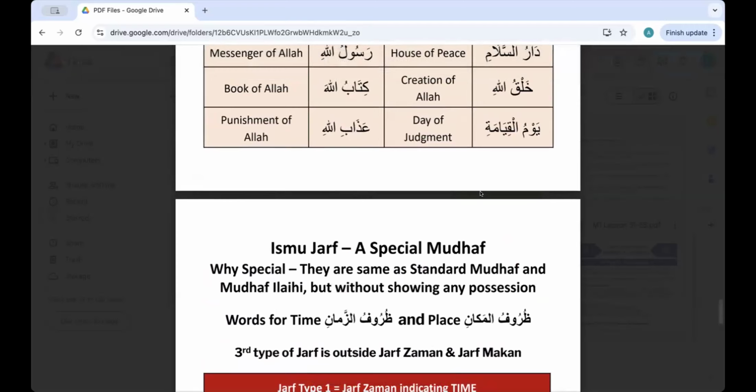A volunteer? Assalamu alaikum warahmatullahi wabarakatuh. Can I try? Yes, please. First Zarf is Zaman, the time indicator. So it is for the past, isn't it? For the present. When is past, and Idha is present.